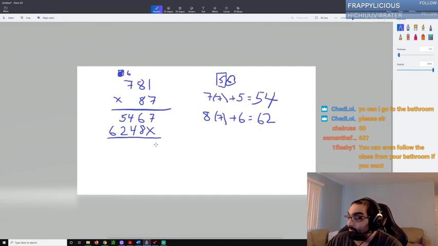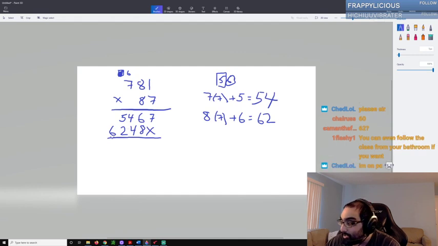All right, so now what we're going to do here, Samantha, is we got all these columns. We're going to go ahead and add straight down here.